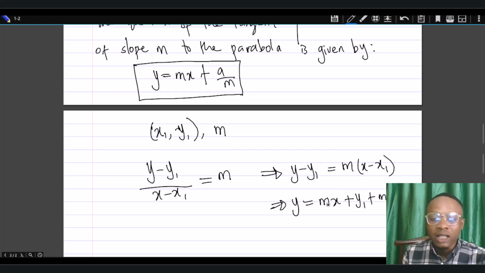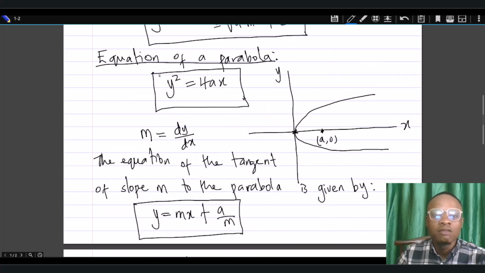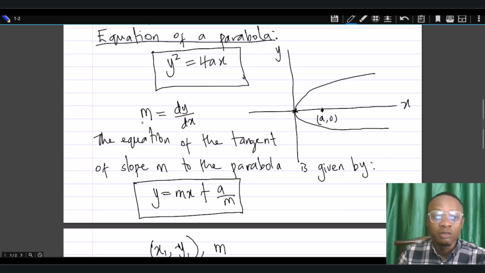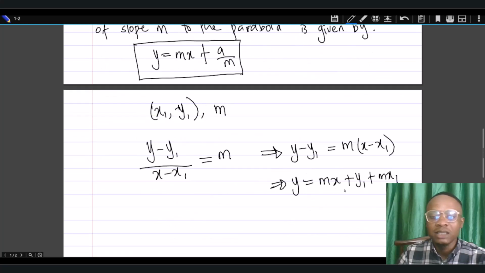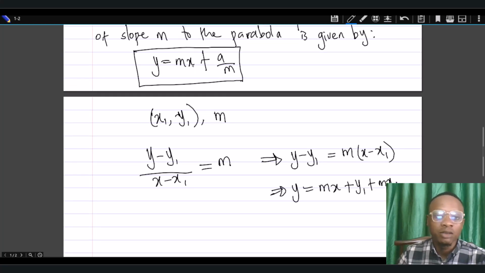We can then use the expressions we have obtained for x1 and y1. From here, when we have m in terms of x and y, we make x be in terms of m, and also make y be in terms of m. Then we substitute it here so that we have this expression completely in terms of m. So we have y equals mx plus a over m. So that's how we came about this.